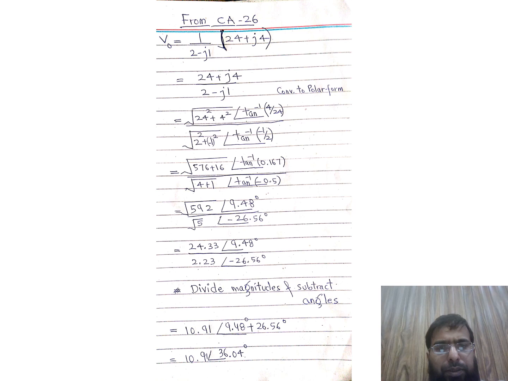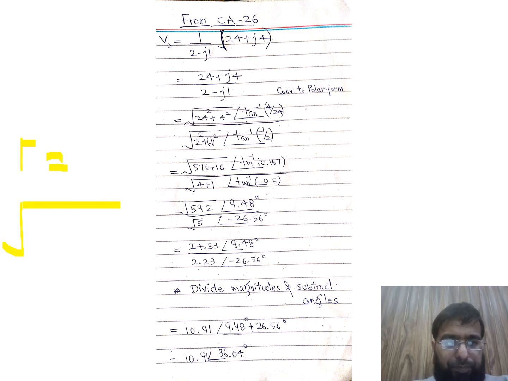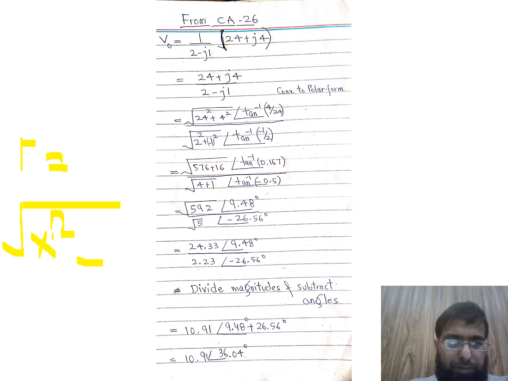So to convert the number in the numerator into polar form, we'll write r, and we know that r is the square root of x squared plus y squared. It's very hard to write with this pen. And theta is inverse tan of y over x.